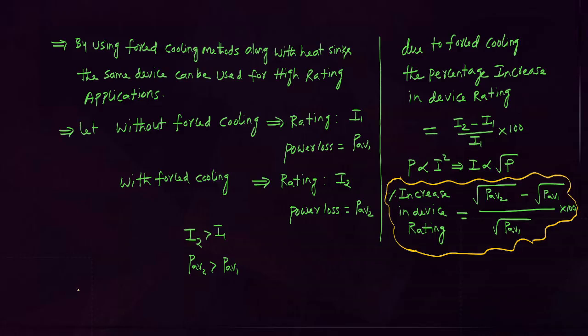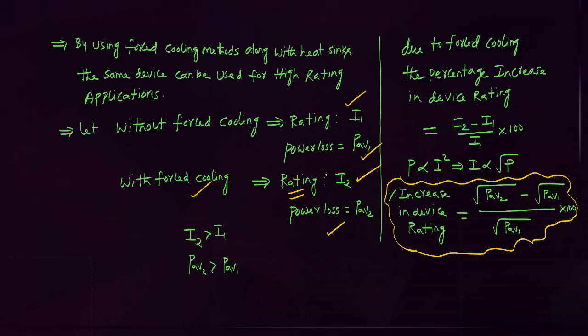By providing forced cooling methods along with heat sinks, the same device can be used for high rating application. For example, without forced cooling, let the device be used for I1 current, power loss is PAV. With forced cooling, we can use it for high current. No doubt at all, if the current rating is high, power loss will increase. But even though power loss increases, the temperature rise due to that power loss is limited by forced cooling. That's the reason we can use it for high rating application.